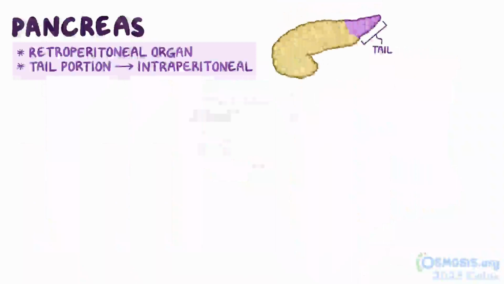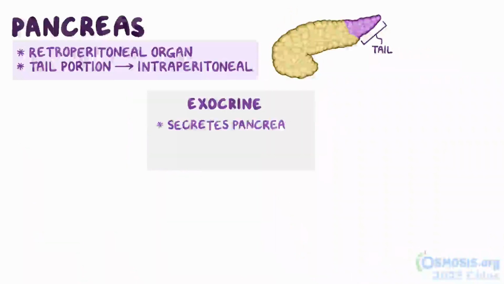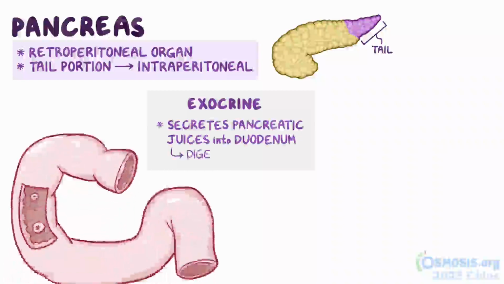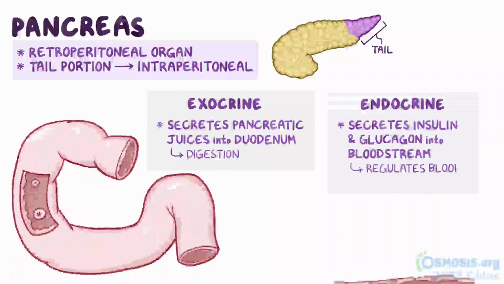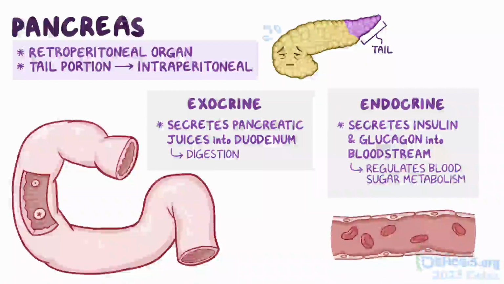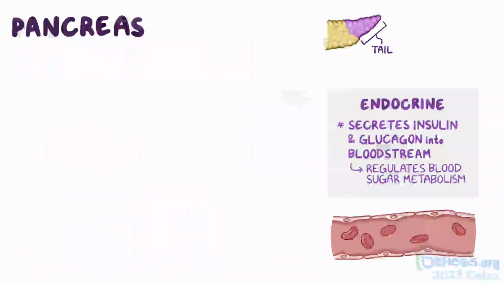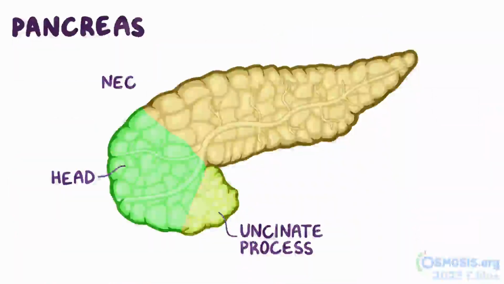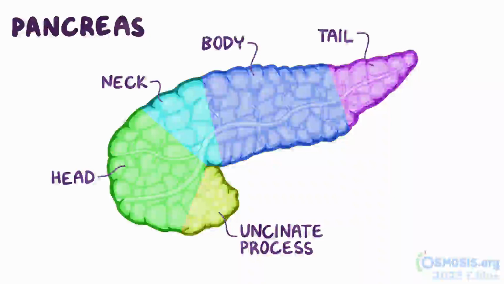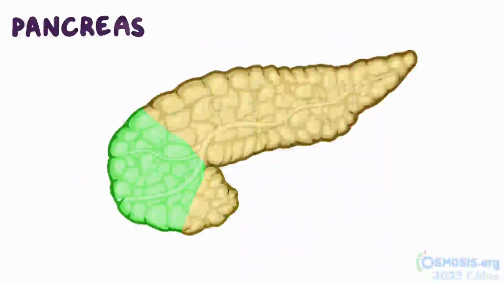The pancreas is both an exocrine gland, secreting pancreatic juices into the duodenum to help with digestion, and an endocrine gland, secreting insulin and glucagon directly into the bloodstream in order to regulate blood sugar metabolism. You could say the pancreas is working two full-time jobs. Anatomically, the pancreas is divided into 5 parts: the head, the uncinate process, the neck, the body, and the tail. And each of these parts have numerous relationships with surrounding structures.